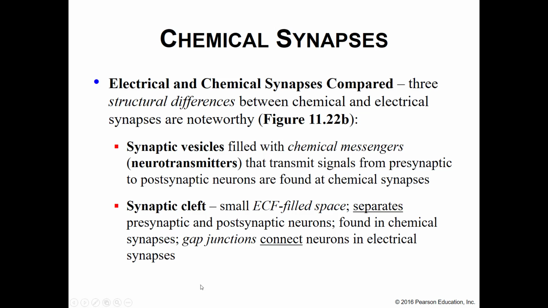So again, our electrical and chemical synapses compared. Three structural differences. Synaptic vesicles are only in our chemical synapses with the chemical messengers. Our synaptic cleft, an extracellular fluid filled space, separates presynaptic and postsynaptic neurons found in chemical synapses, but our gap junctions connect the neurons in the electrical synapses.